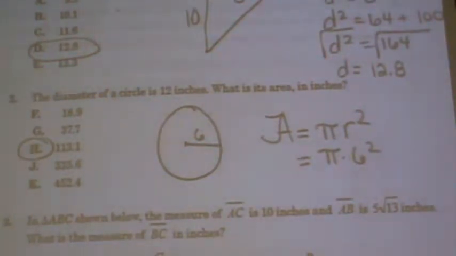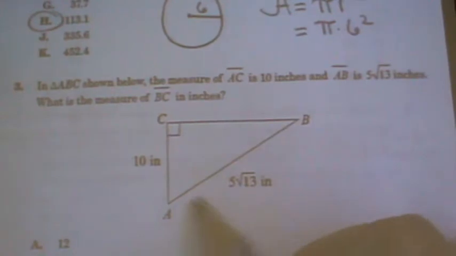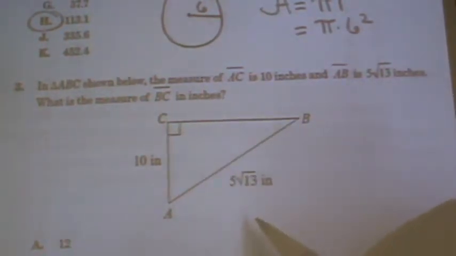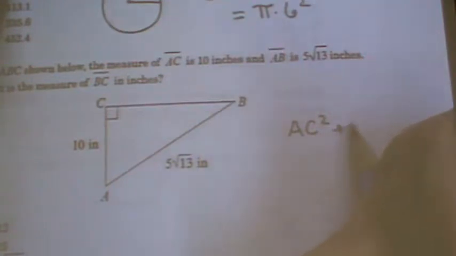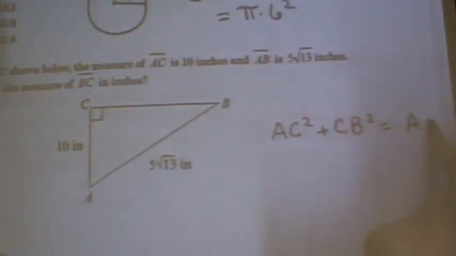Number 3, in triangle ABC shown below, AC, they tell you, is 10, AB, which I love when they do pictures like this because I'm not a big reader. They want to know CB. What theorem will help us figure out CB? Pythagorean. AC squared plus CB squared is going to give us AB.